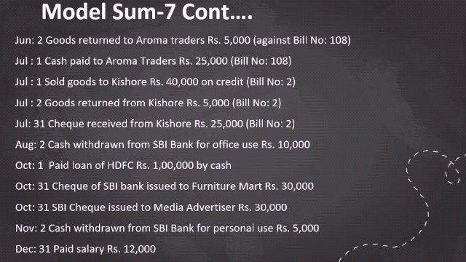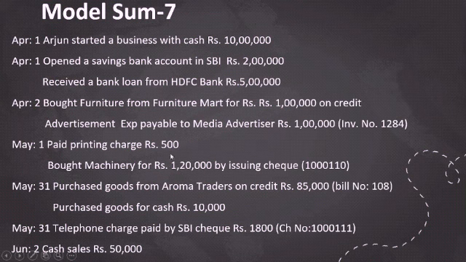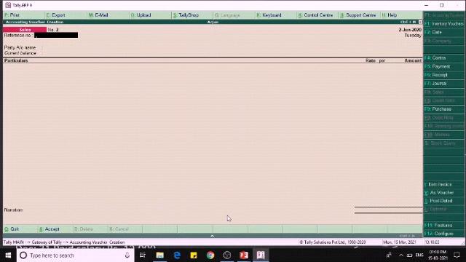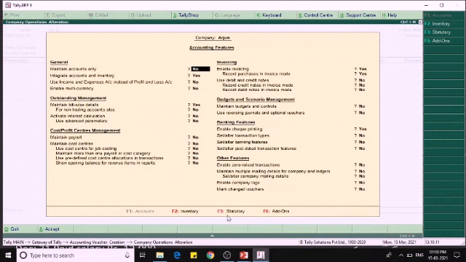And then the next one, on same June 2nd we have returned goods to Aroma Traders for the value of 5,000 against the bill number 108. So it means that we already purchased goods from Aroma Traders. Now we are returning the goods. This we have to enter in the purchase return book. For enabling purchase return and sales return, we have to go to features and then in the invoicing column we have to give use debit and credit notes. Okay, so this we have to give yes.